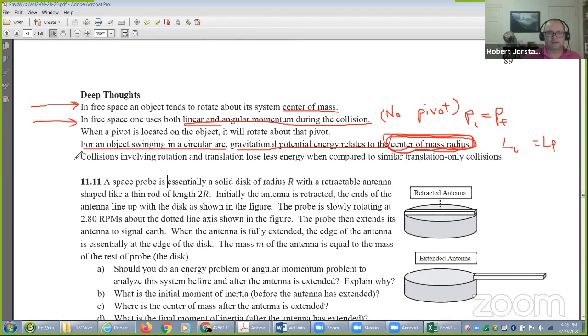And then finally, this is a neat fact. Collisions involving rotation and translation, generally speaking, this is not always true, they generally tend to lose less energy compared to translation only. Let me give you an example of that.